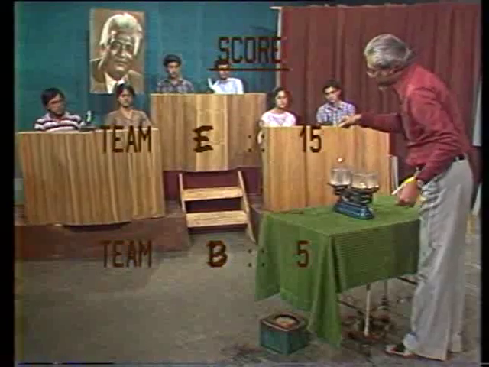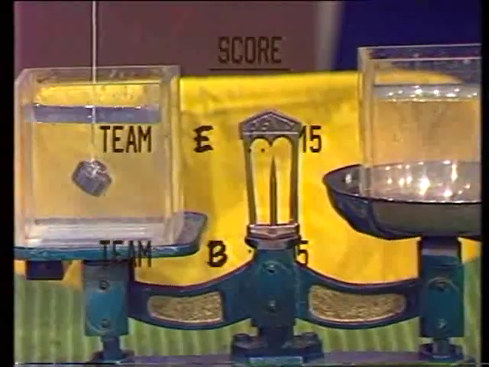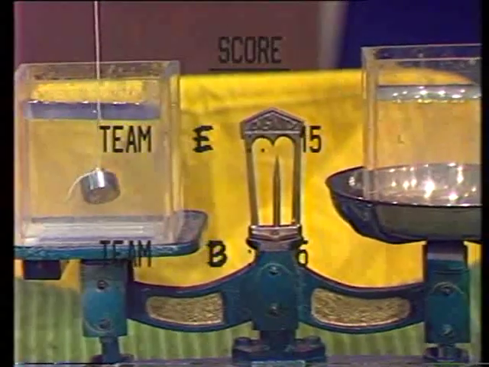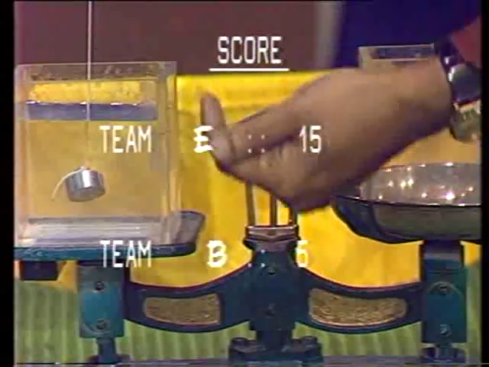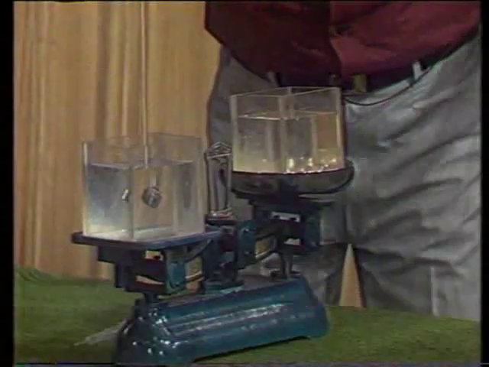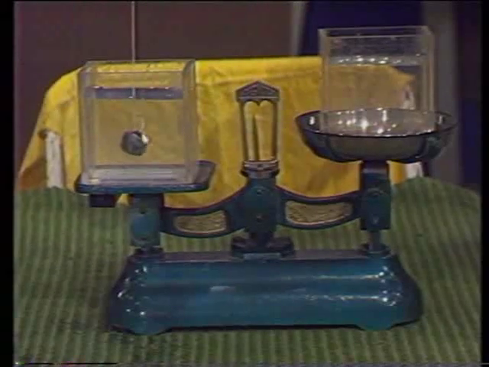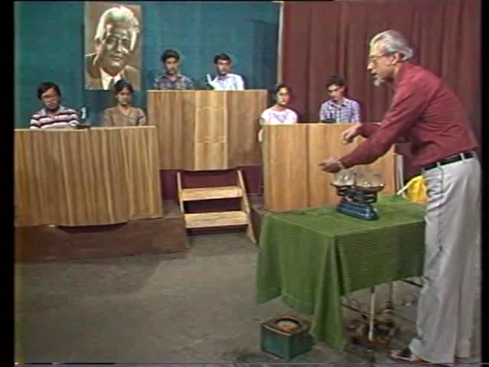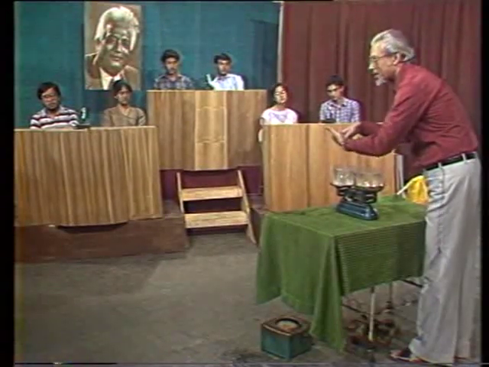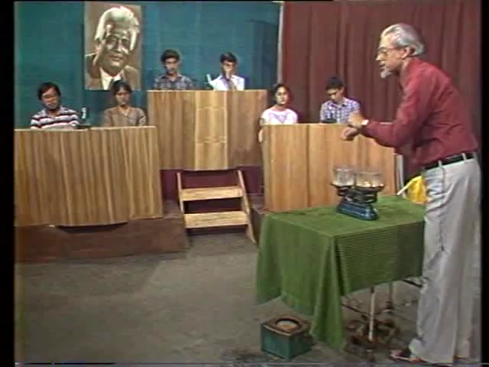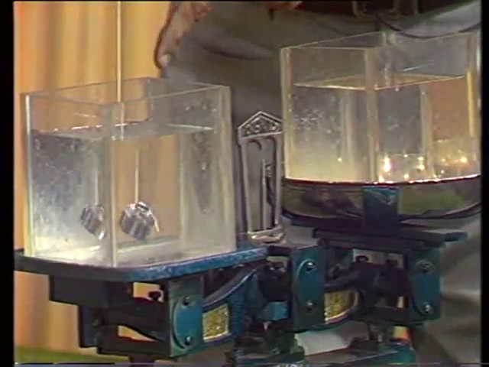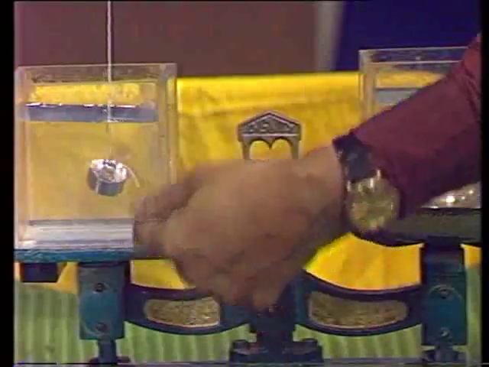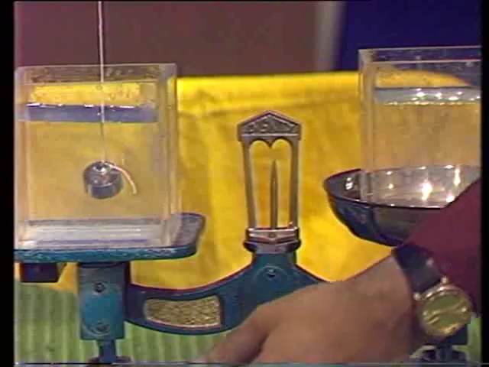Now let me explain the answer for the benefit of the viewers. See, when we introduce this object into the liquid, it displaces an equal volume of water. And by Archimedes' principle, therefore, there is an equal upward thrust on this object. Now since its volume is 7 cc, it displaces 7 cc of water, so there is an upward thrust of 7 grams. But because of Newton's third law of motion, this object exerts a downward force of 7 grams on that pan, and so the pan goes down by 7 grams.